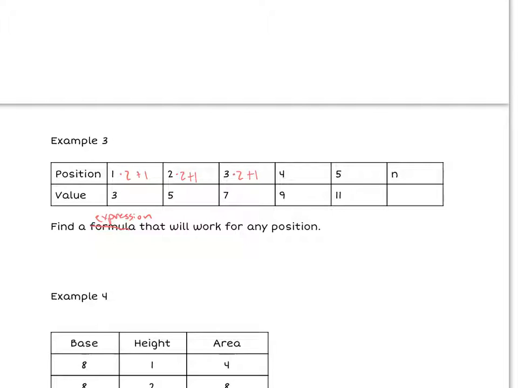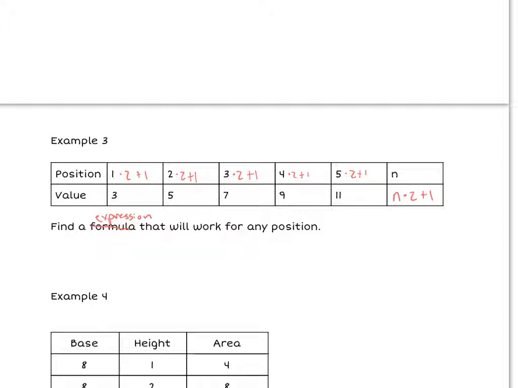So am I doing the same thing every time so far? Yeah. 4 times 2 plus 1. Does that get us 9? 5 times 2 plus 1. Does that get us 11? So if we want to do n, what do we replace? N times 2 plus 1.